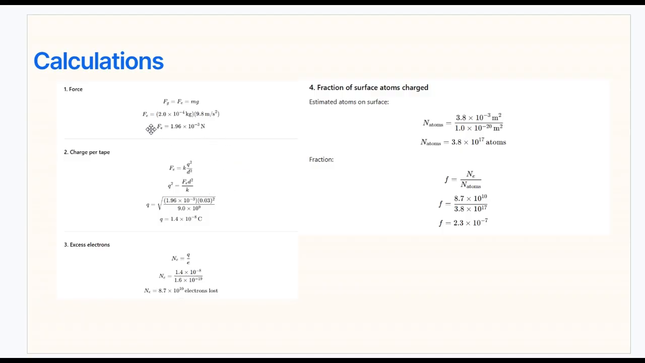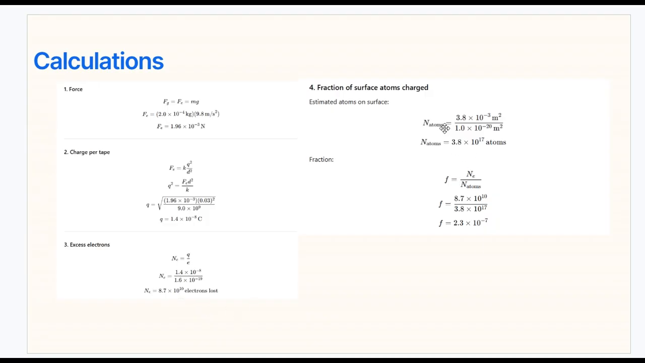Then we can use this electrostatic part right here. Here, K is already known, D is already known, so now we can calculate for Q. We solve for Q, and we get 1.4 times 10 to the negative 8 coulombs. Then for excess electrons, we can just take the total charge and divide by the charge of an electron, and we can find out how many electrons are lost.